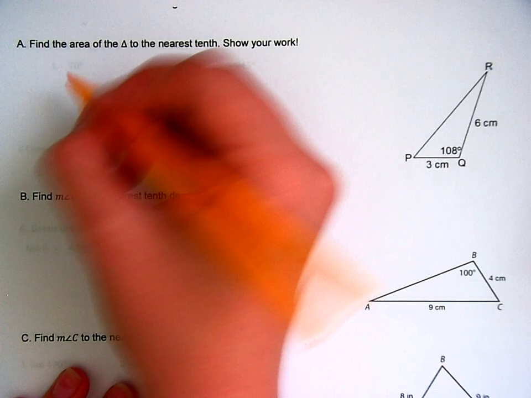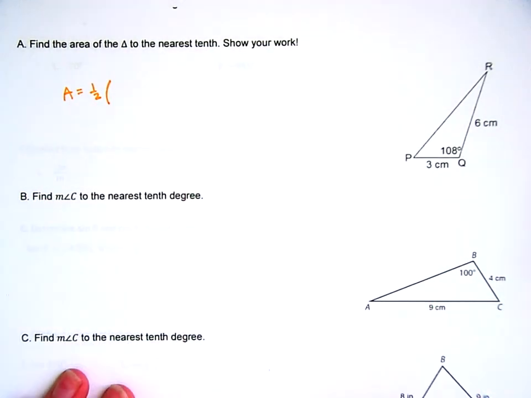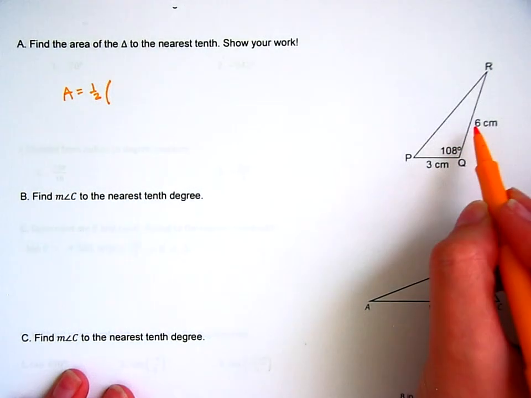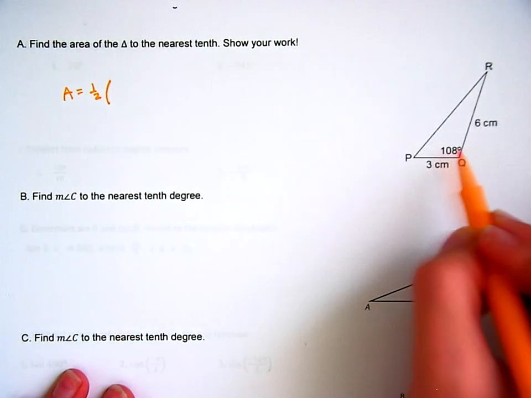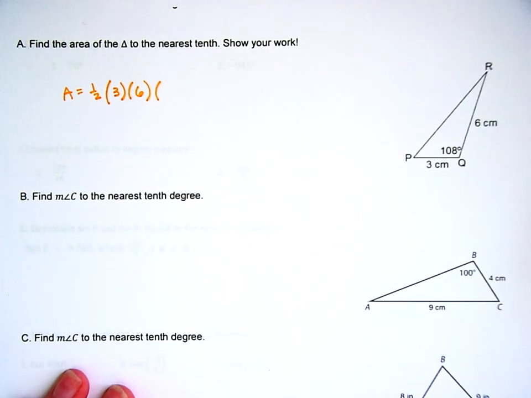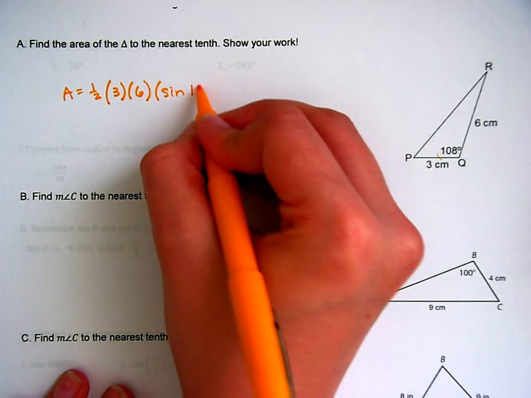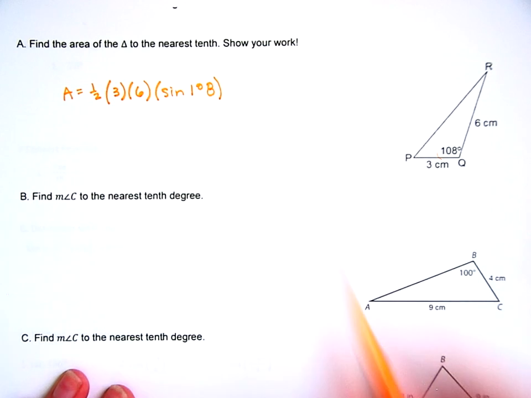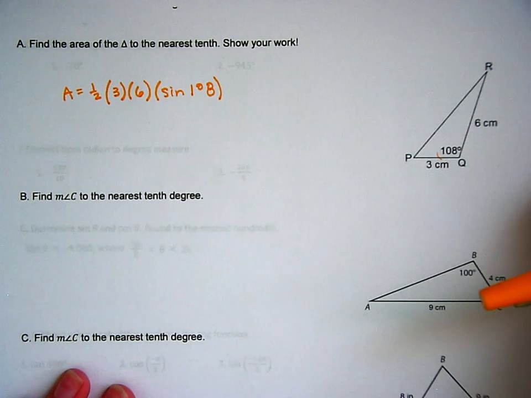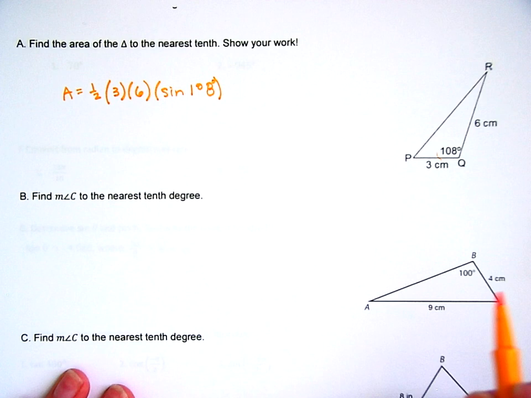So the area of a triangle, remember, is 1/2, and then we're going to use the two side lengths that make this angle. So 3 times 6, and then we're going to multiply that by sine of this angle, so sine 108. Remember when you're using your calculator in a moment that we are in degrees. This is sine 108 degrees.